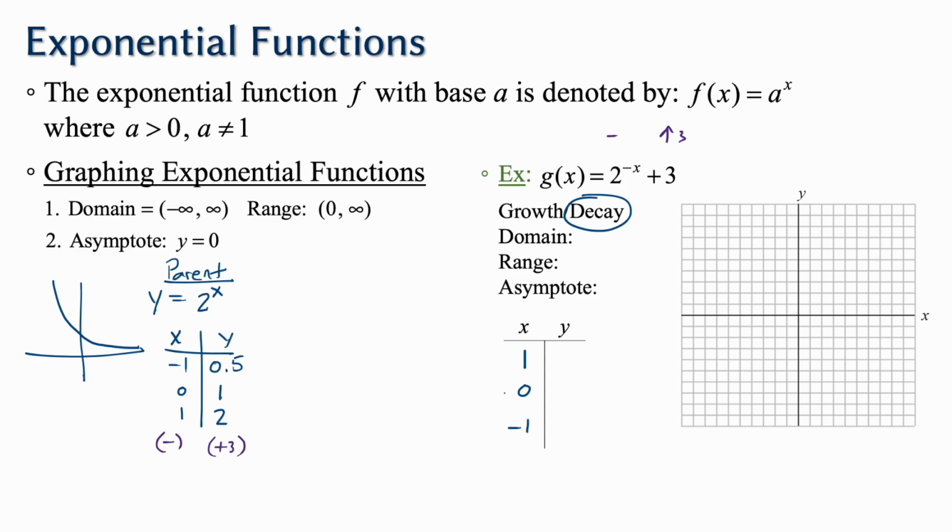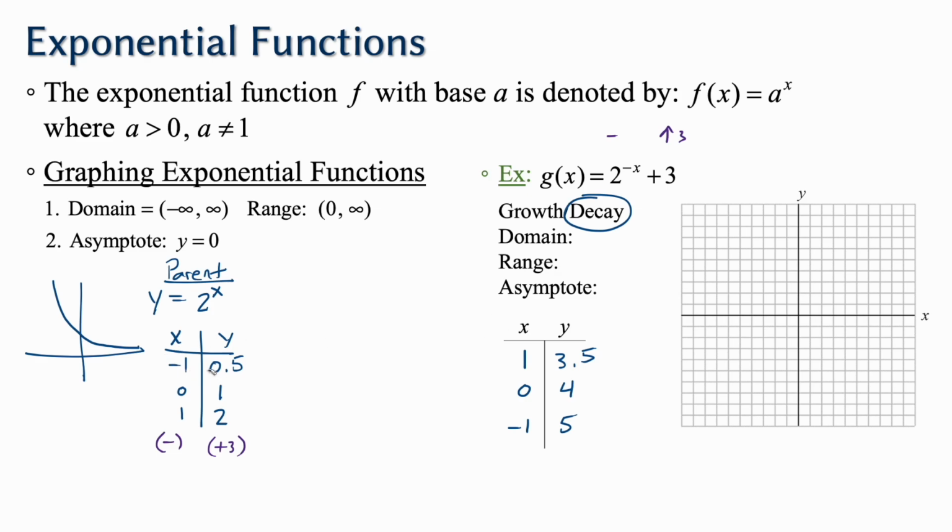Now the next thing, of course, is for the y values, because this graph has a plus 3 on the outside, we're going to add 3, move them all up. So that means for 0.5, we're going to add 3 to that, and that's going to become 3.5. Okay, adding 3 to 1 is going to give us a 4, and then adding 3 to 2, of course, gives us 5.